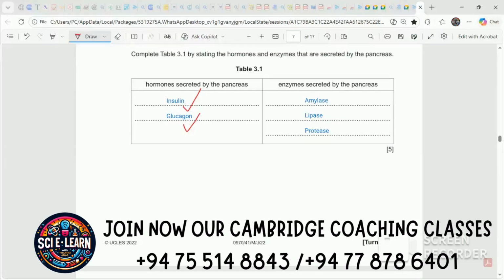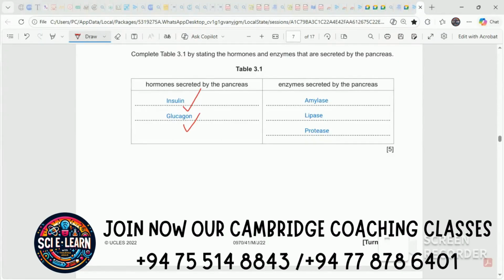And what is the role of the glucagon hormone? When the concentration is too high, then it converts glucose, and when it's too low, it converts glycogen to glucose to raise the blood glucose concentration level. Yes, you're right. It does the opposite of insulin. So glucagon will convert the glycogen stored in the liver to glucose when necessary.